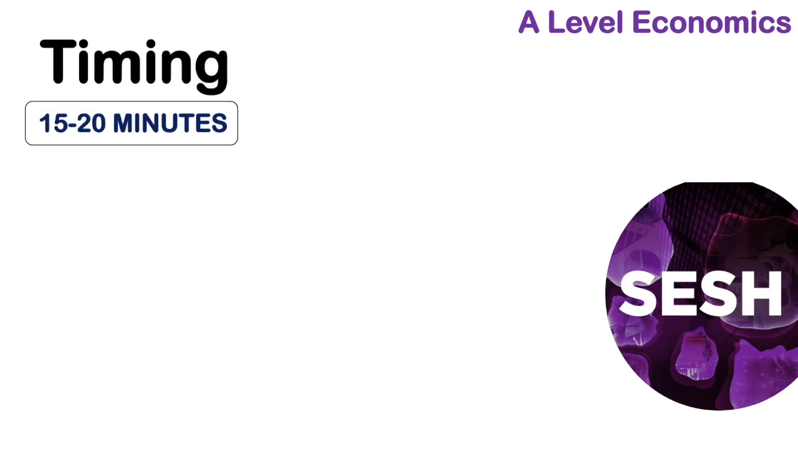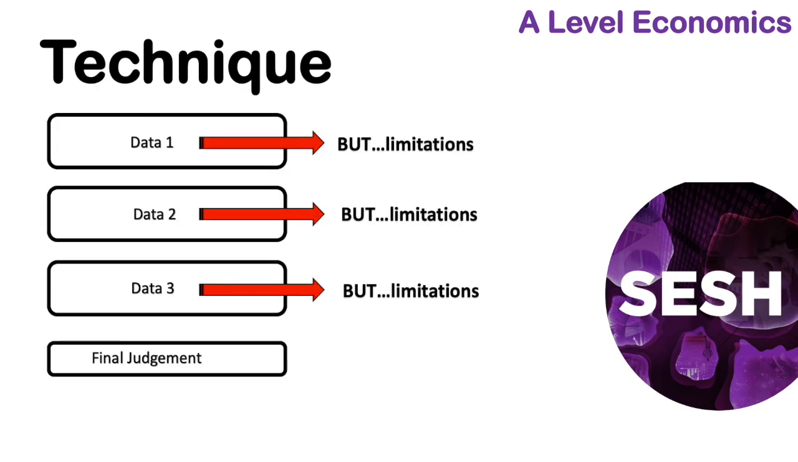In terms of timing, we're thinking 15 to 20 minutes for this 10 marker on paper 3. And in terms of technique, something like this. You've got your 3 data points. You discuss data 1. Then you need to say what the limitations are. Then you take data 2. Then you discuss what the limitations are of that. Then you get data 3, and then you discuss the limitations of that.